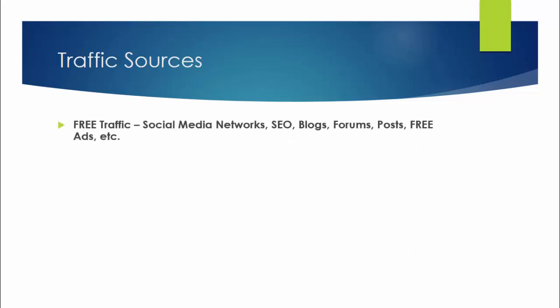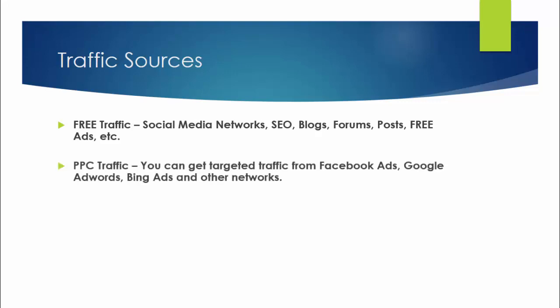Now, there are different types of traffic, and we are going to discuss a little bit about them right now. You have free traffic, which can come from social media networks, search engine optimization, blogs like guest posts and stuff like that, forums, from your signature on forums, from different posts, from free ads. There are places where you can put free ads, etc. Then we have PPC traffic. You can get targeted traffic from Facebook ads, Google AdWords, Bing ads, and many other networks. You just have to go out there on the web and look for them, but there are plenty of them.